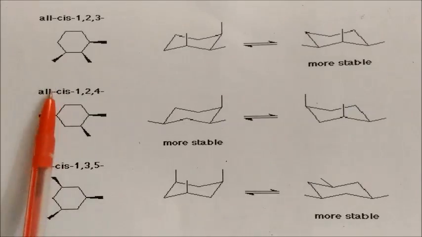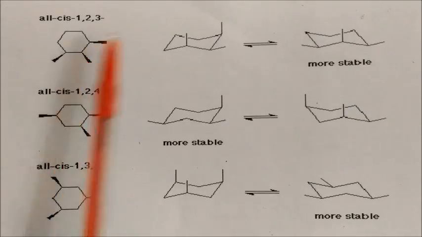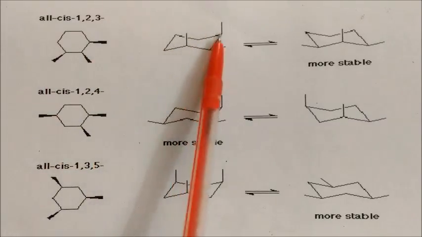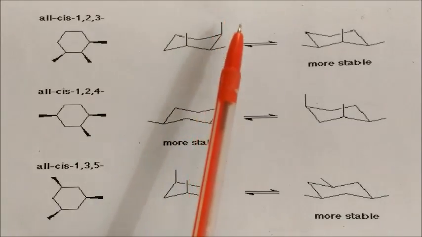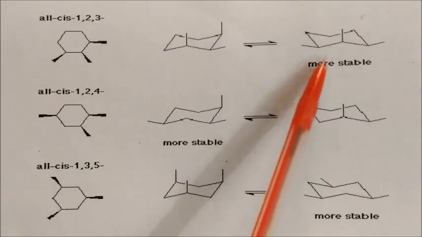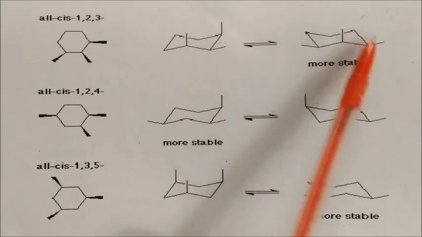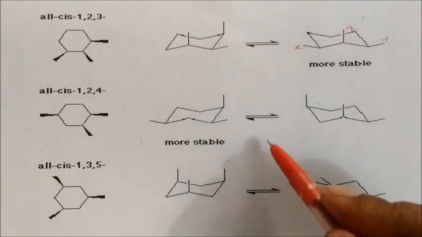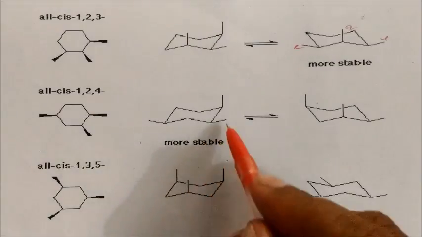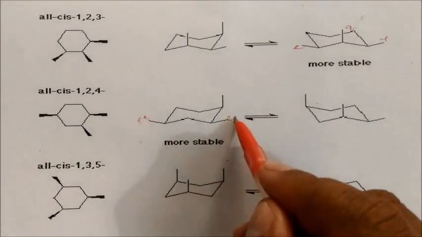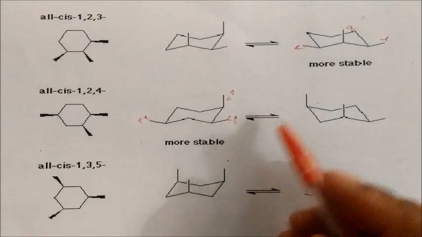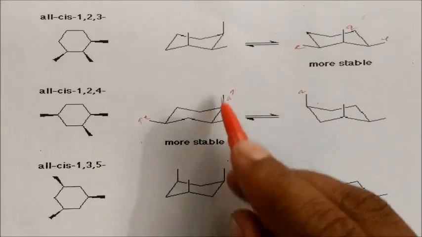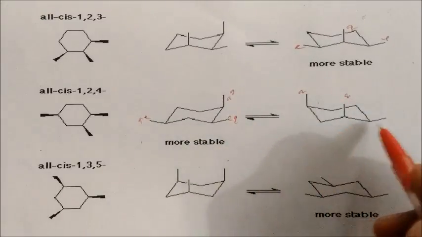So this is cis-1,2,3, all in up position. So we can write it like this. All three are in up position, and if you flip it, on flipping this becomes down, this axial is converted to equatorial, and this is up. So this is more stable, because two are equatorial and one is axial. This is equatorial, this is equatorial, this is axial. Similarly in this case, three up means this is equatorial, this is equatorial, and this is axial. If the ring flips, on flipping this turns into axial, and this will turn into axial, and this will turn to equatorial.